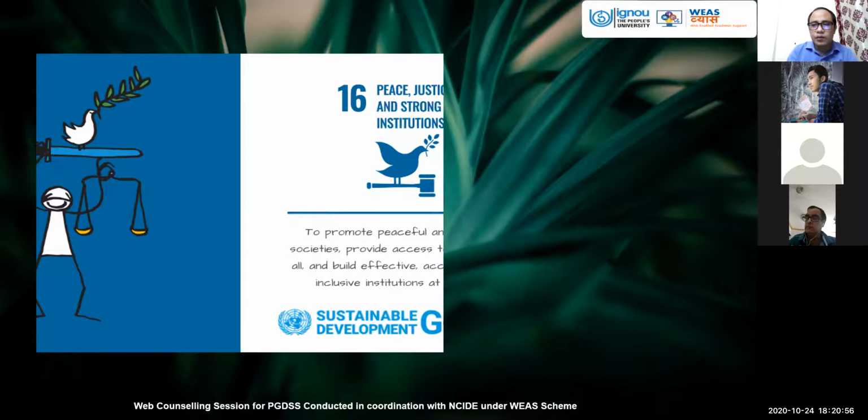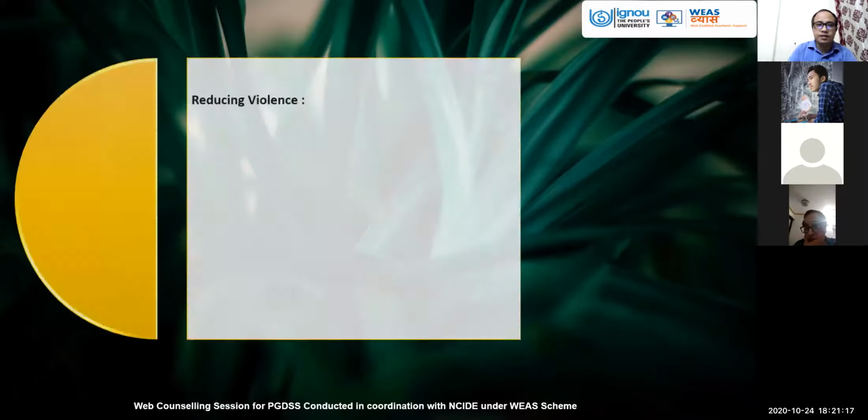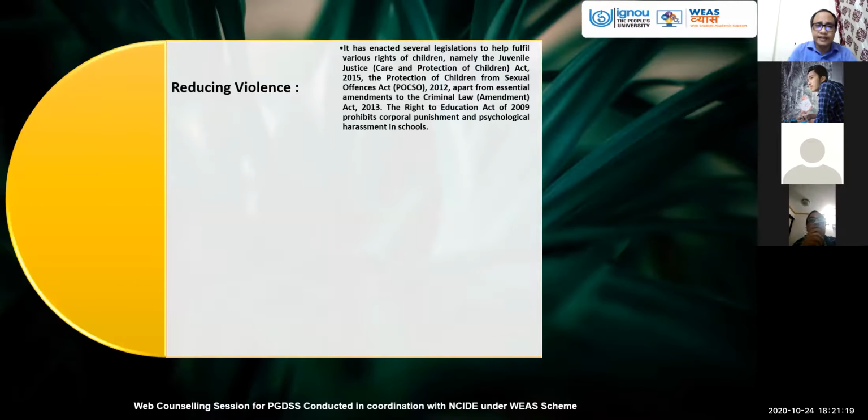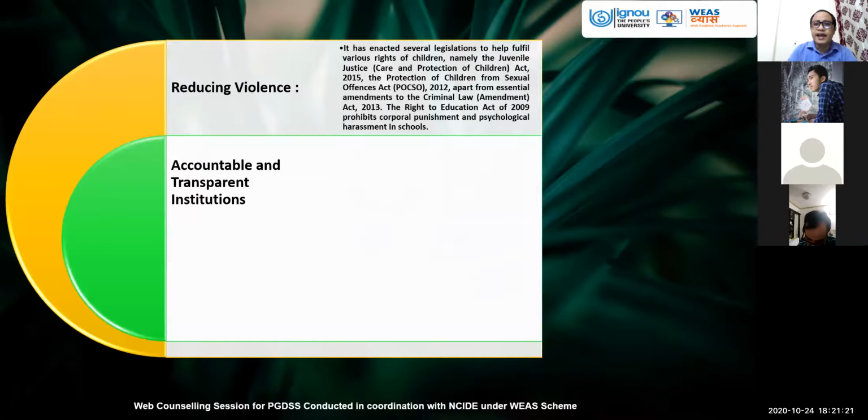So if you want to look towards peace, you need to have those goals we have discussed, starting from ending poverty, hunger and others. To achieve all those goals, we also need to have peace. Without peace, they will not be achieved. So these are interrelated to each other. In this direction, reducing violence at different levels is very important.